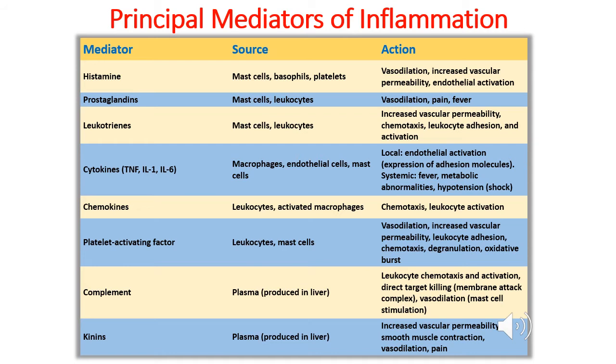So I would advise you to read this table very carefully, and it summarizes probably the most important aspects of the chemical mediators. You see here the leukotrienes, the cytokines, the chemokines, the platelet-activating factors, as well as the other plasma proteins, including the complement and the kinins. The complement proteins are produced mainly in the liver, and the main source is the plasma because these are circulating plasma proteins. Their main action is leukocyte chemotaxis and activation, with direct target killing by the membrane attack complex, and they also cause vasodilatation. The kinins, also produced in the liver and circulating in the plasma, lead to increased vascular permeability, smooth muscle contraction, as well as vasodilatation and pain.